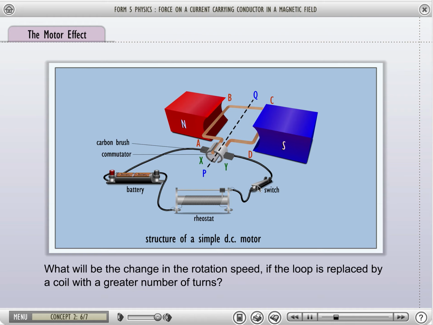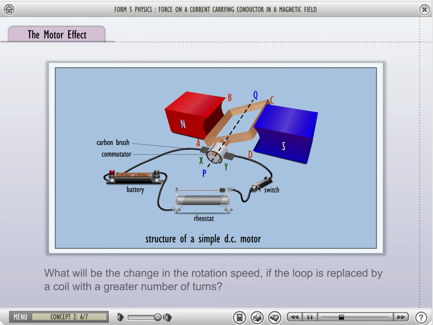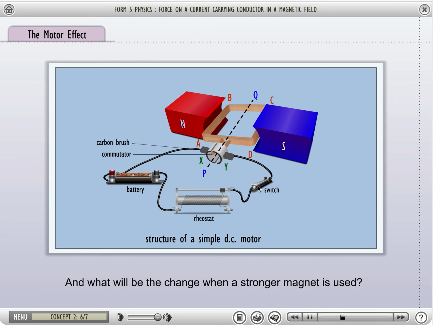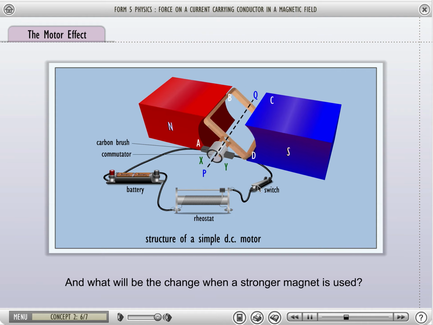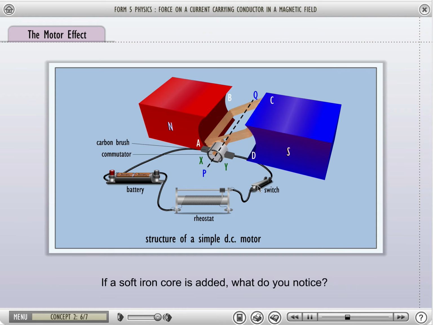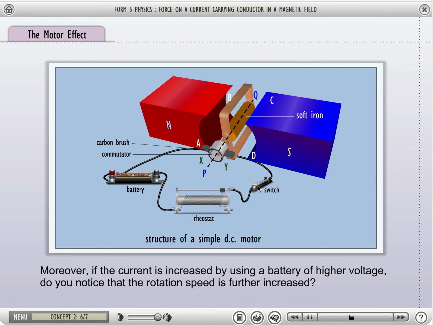What will be the change in the rotation speed if the loop is replaced by a coil with a greater number of turns? And what will be the change when a stronger magnet is used? If a soft iron core is added, what do you notice? Moreover, if the current is increased by using a battery of higher voltage, do you notice that the rotation speed is further increased?